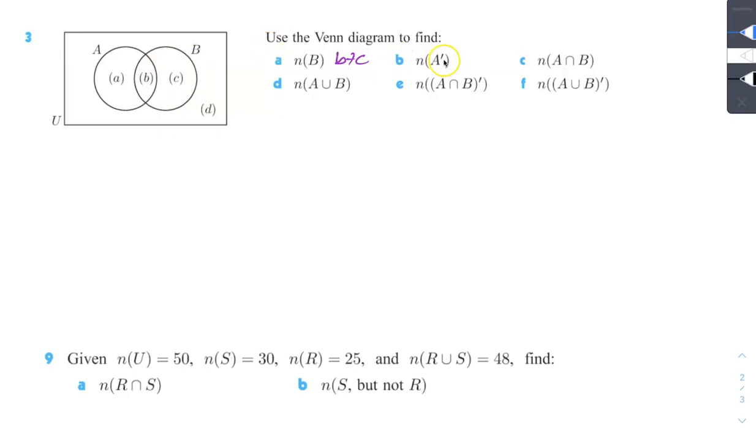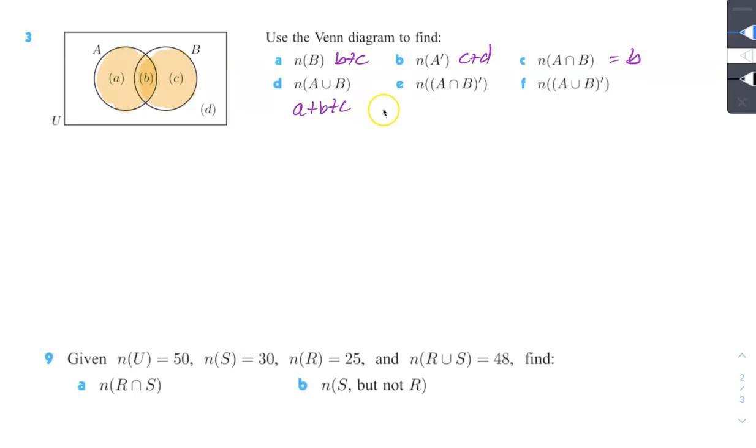Not A. So again, figure out what A is. A is all of this. So I want not A. So that'd be C and D. The number in A intersection B, that's easy. I don't need to highlight. That's just B, lowercase b. The number in A union B, remember A union B is when you put them all together, both circles together. So it'll be A plus B plus C.